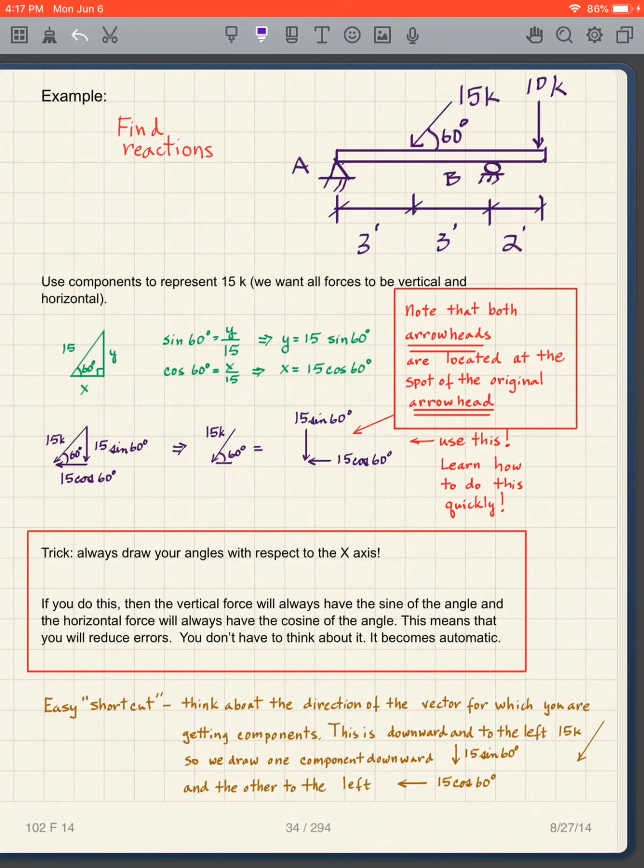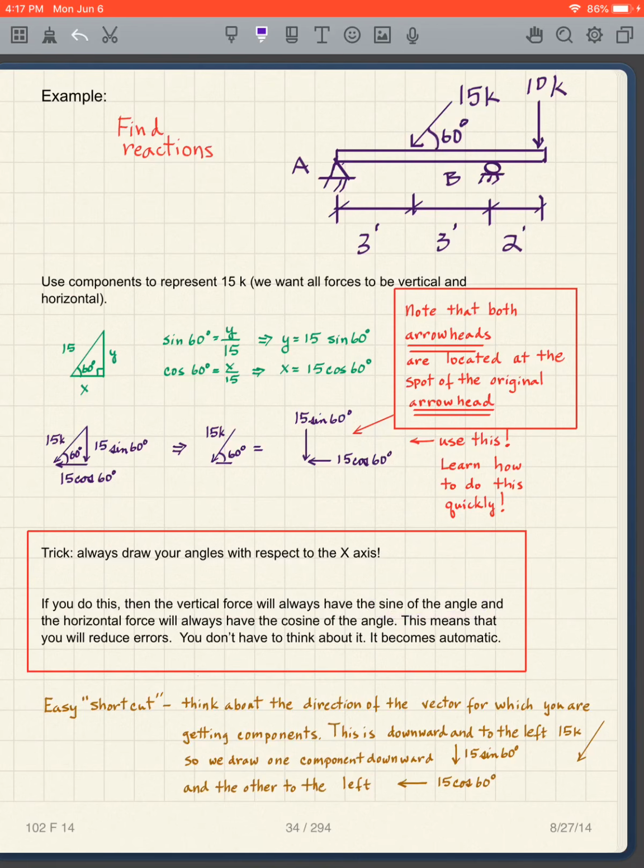So if you have all your angles with respect to the x-axis, then the sine of the angle will be the vertical force, and the cosine of the angle will be the horizontal force. So once you do that, then it becomes automatic. It's easy. You don't have to think about it. So the idea here is we don't want to struggle with the simple stuff. So I want you to follow this method. It becomes automatic. You don't have to think about it. So we're not making little mistakes of sine and cosine, and it's easy.